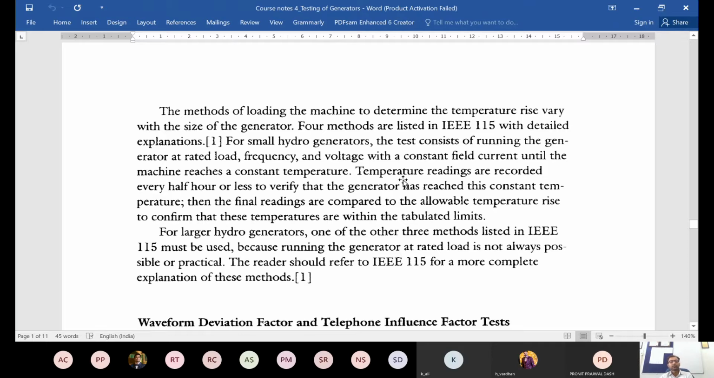For larger generators, you again cannot load it at the rated values. It's not easy to do that. So for larger hydro generators, one of the other three methods listed in IEEE 115 must be used, because running the generator at rated load is not always possible or practical. The reader should refer to IEEE 115 for a complete explanation of these methods.